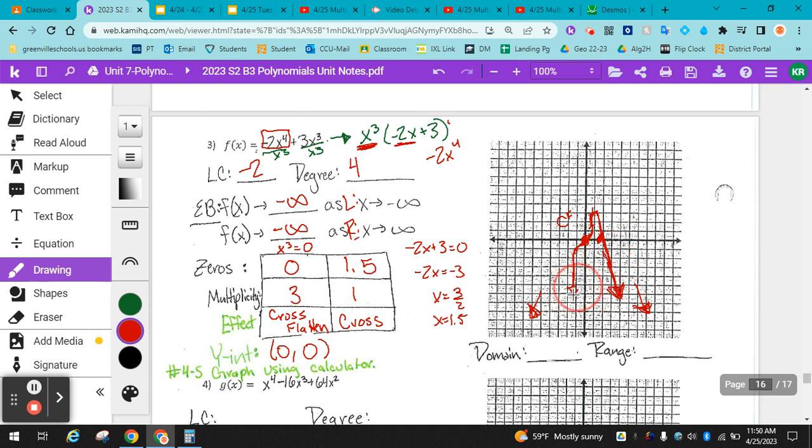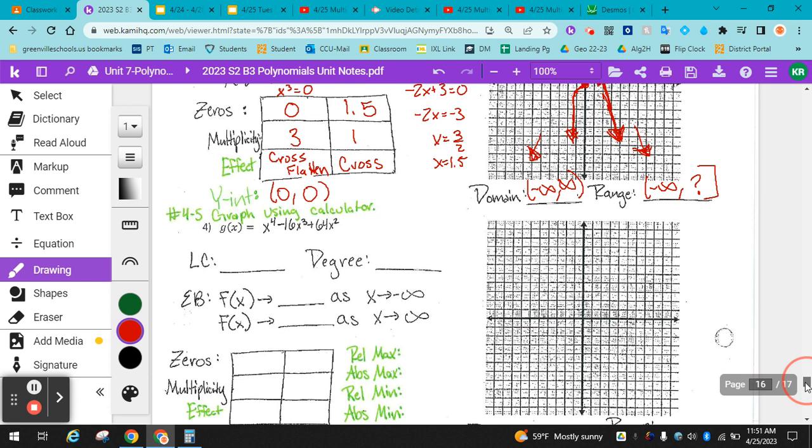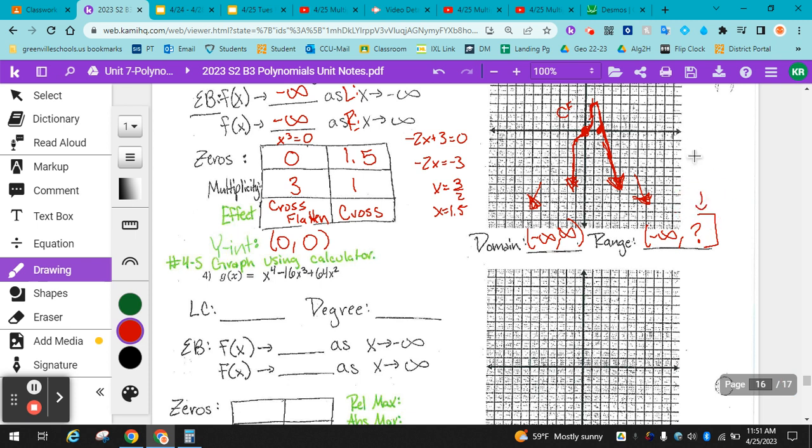Domain, still the same, -infinity, positive infinity. Range, -infinity to question mark. We don't know, but it is a bracket. Whatever the y value of my absolute max is.